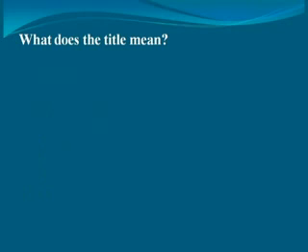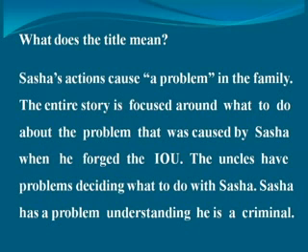What does the title mean? Sasha's actions cause a problem in the family. The entire story is focused around what to do about the problem that was caused by Sasha when he forged the IOU. The uncles have problems deciding what to do with Sasha. Sasha has a problem understanding he is a criminal.